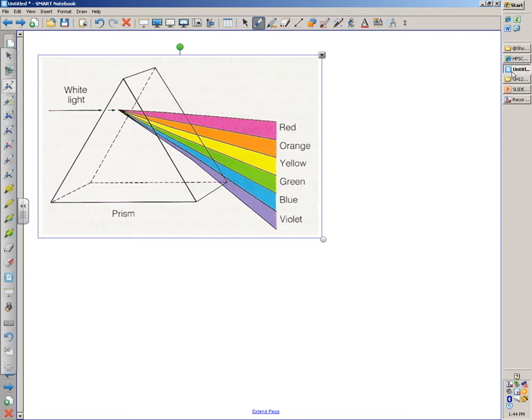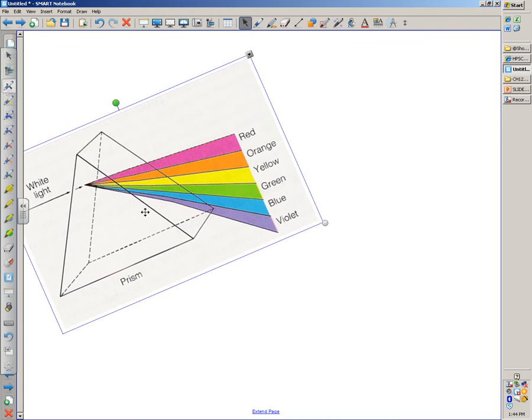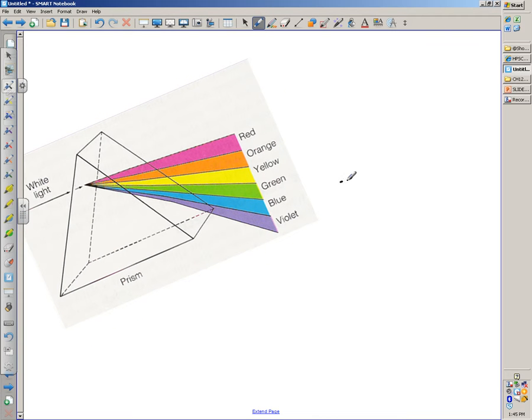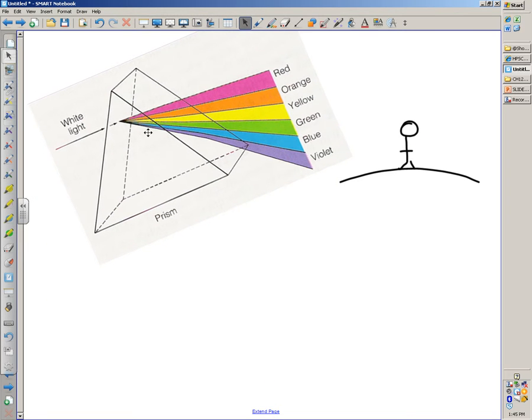So, Kelly, back to you before. Alright, so here's you standing on the good old edge of the earth, not to scale. So the sun's going down, right? As the sunlight goes through the atmosphere, it gets broken up, right? The atmosphere is playing the role of the prism here.